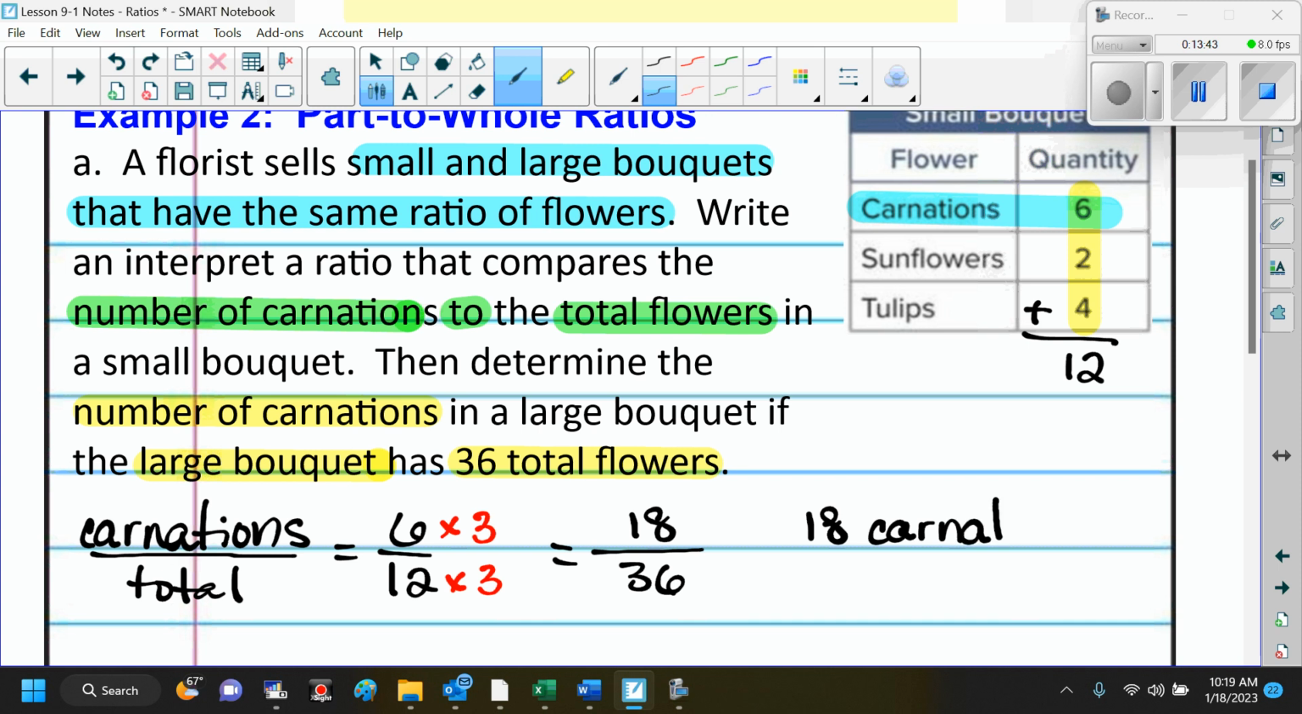18 carnations. Remember, you have to read the question to be able to answer it. It says, determine the number of carnations. It didn't ask you to tell me the final answer as a ratio. Did everybody understand that? It says how many carnations. So the answer is 18 carnations.